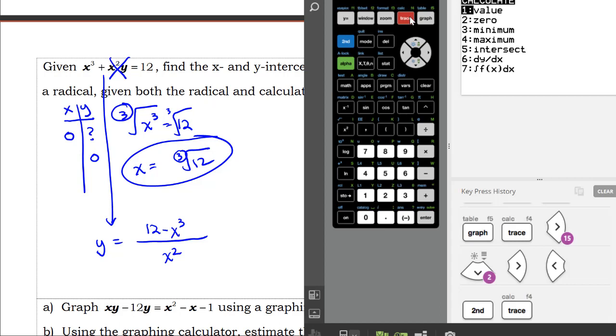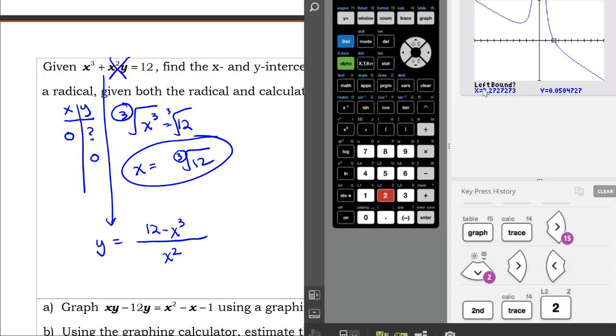Intersect's not bad, but that would be when two graphs intersect. Try again. 0. A 0 of a function is when it gives you 0. When y is 0. When it results in 0. So 0 is the x-intercept. Choice 2.